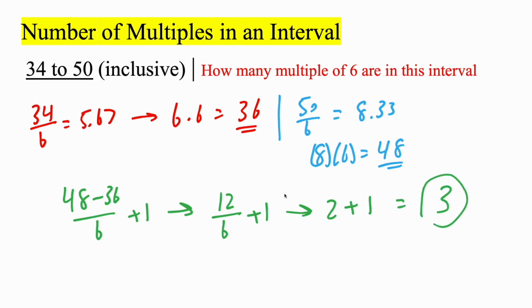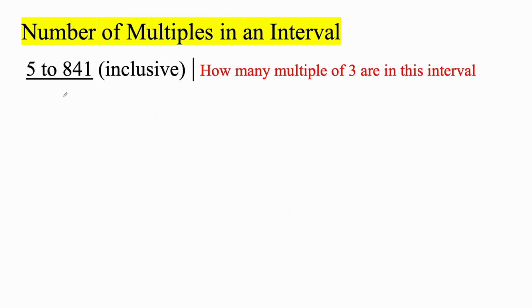Because there's only 3 numbers, we might as well prove it to ourselves. So we get 36. 36 plus 6 is going to give us 42. 42 plus 6 is 48. So we see there's 3 numbers. Last one, from 5 to 841. So again, if you do 5 divided by 3, it's 1.67. This one might have been obvious. You obviously know it's going to be 6 because 5 doesn't work. So the next number is 6 and we know 6 is a multiple of 3.